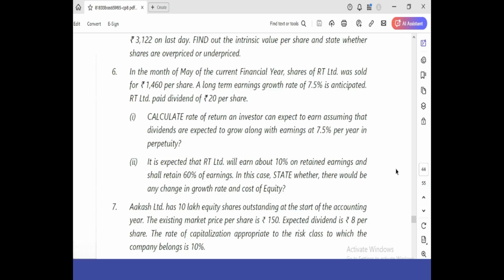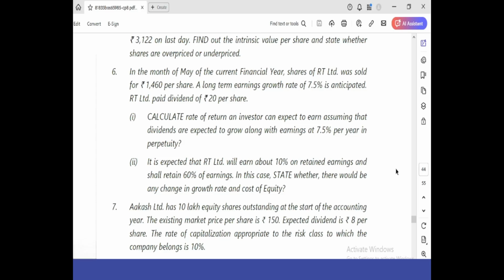Then number 1, calculate the rate of return an investor can expect to earn assuming that dividends are expected to grow along with earnings at 7.5% per year in perpetuity. So it is given, calculate the required rate of return, nothing but find the cost of equity using the dividend discount model. You can use, right, D1 by P naught plus g. It is given that the dividends will grow at what rate? 7.5% in perpetuity.